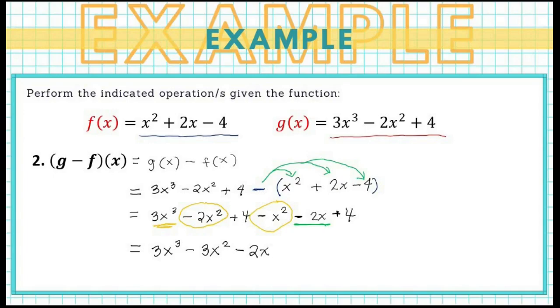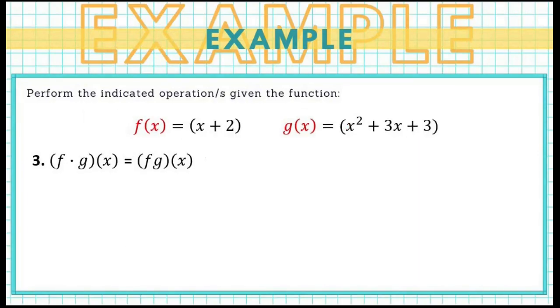And lastly, we can now combine the constants. And the constants here are positive 4 and another positive 4. Combining them will give us a result of positive 8. So we write plus 8. Therefore, the difference is 3x cubed minus 3x squared minus 2x plus 8.